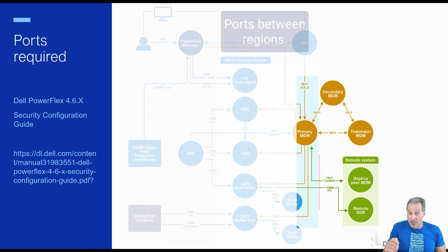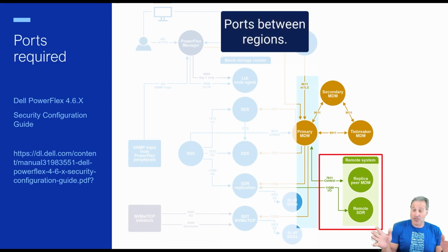So first and foremost, we do need to have some ports open. Now you'll see here in my demo where I actually open up the VNets on both sides. I have a region in the east, I have a region in the west with two different clusters, but these are the ports that I need open for the SDR and the MDMs to communicate.